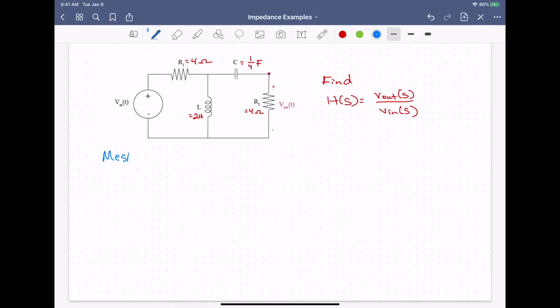Knowing how to do this is best illustrated through an example. So we'll start with the circuit. I'm going to define I1 going around this way and I2 going around this way. Now we can write these again in the Laplace domain with the S's shown. This would be V of S, and this would be V in of S. This would be plus or minus V out of S.